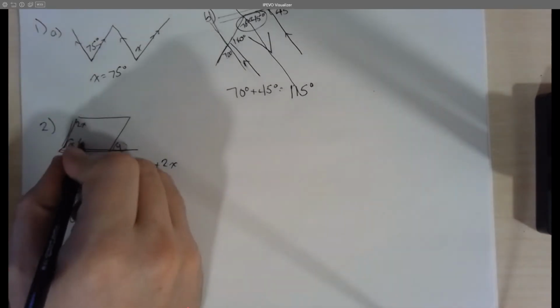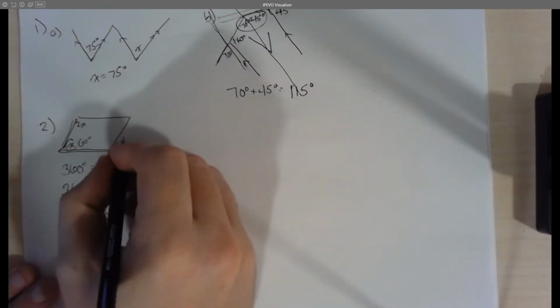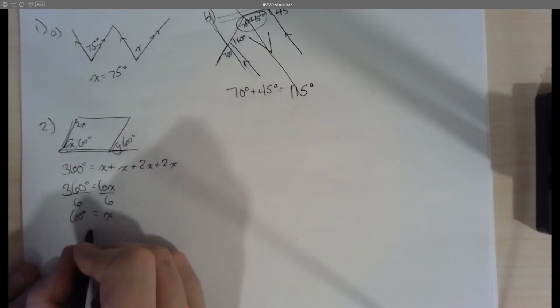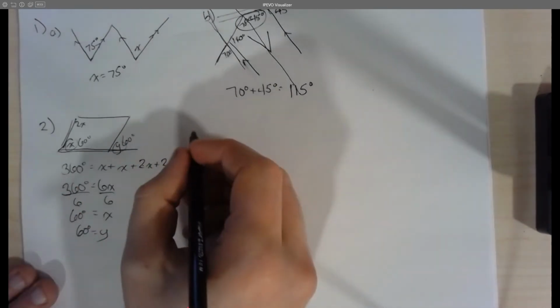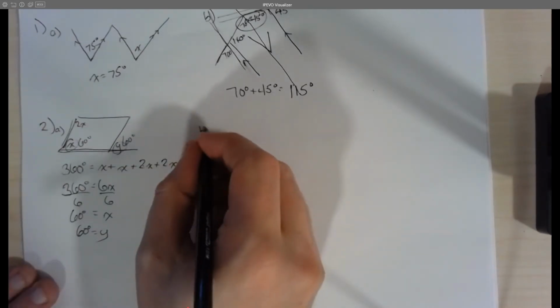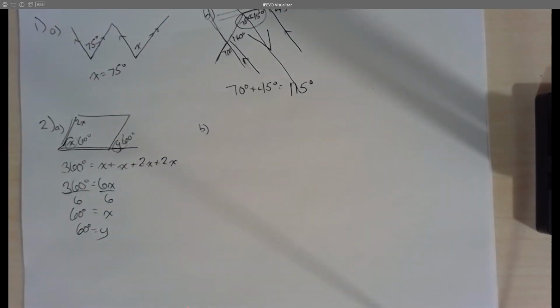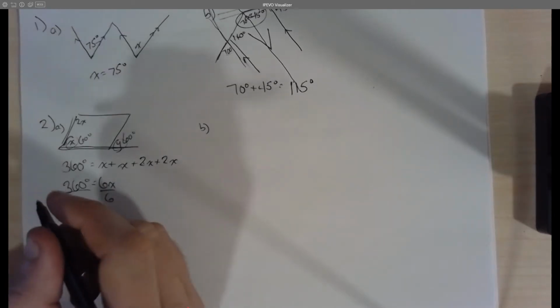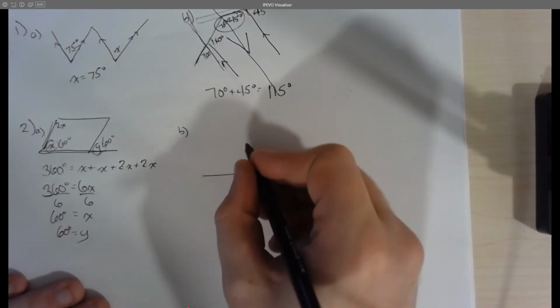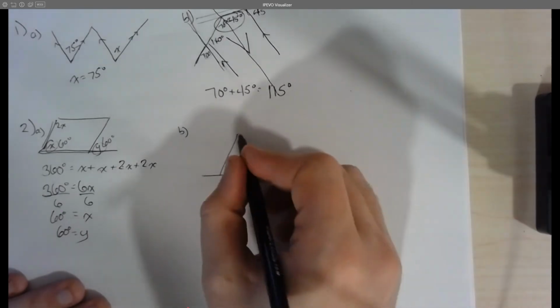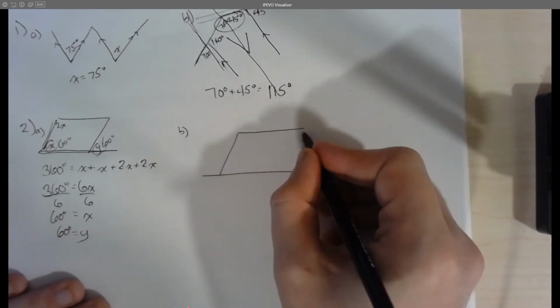If this x is 60 degrees, then this y also has to be 60 degrees, as those angles equal each other in this parallelogram. So that's 2A. 2B is a parallelogram as well. Maybe a little bit more complex, and so we're given some information here.